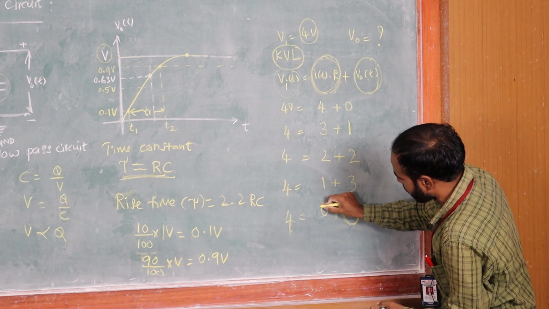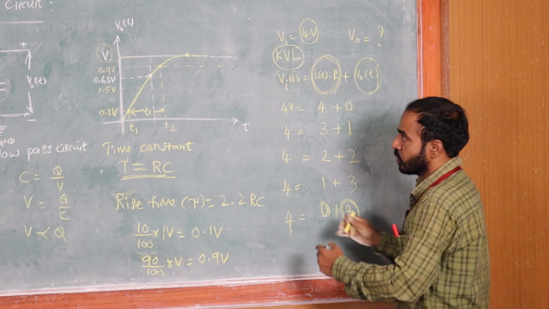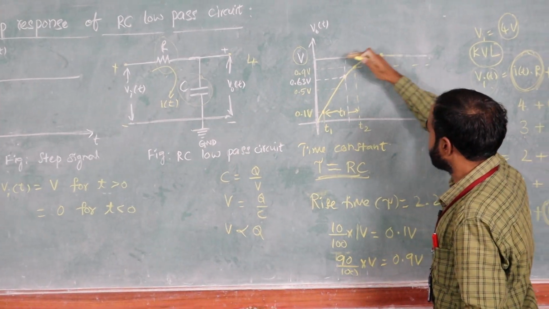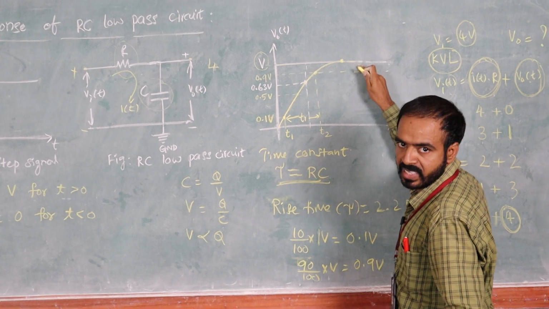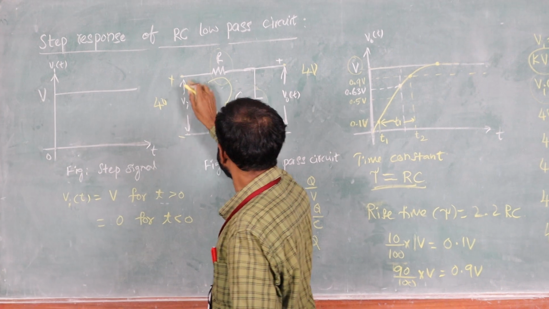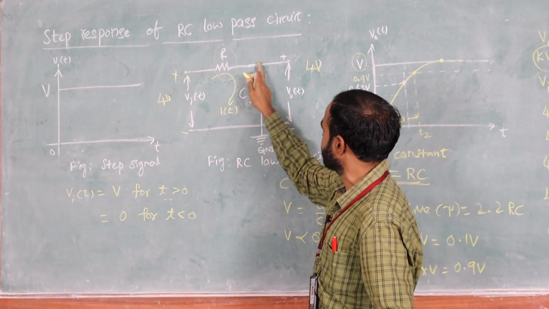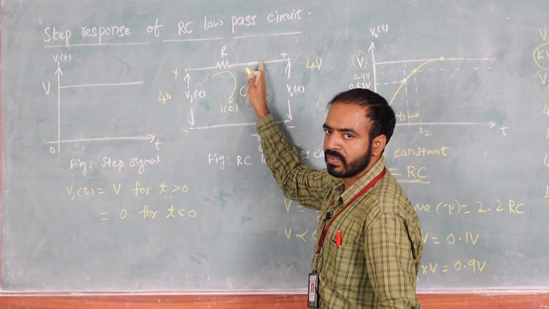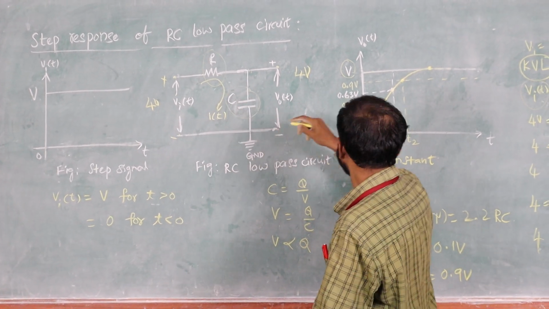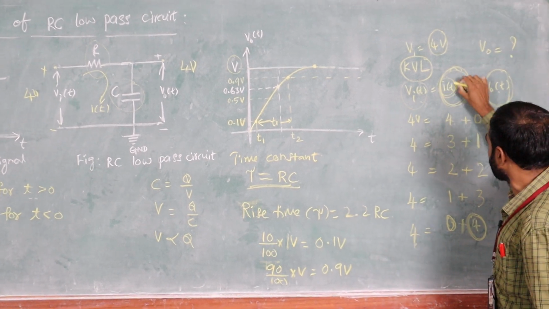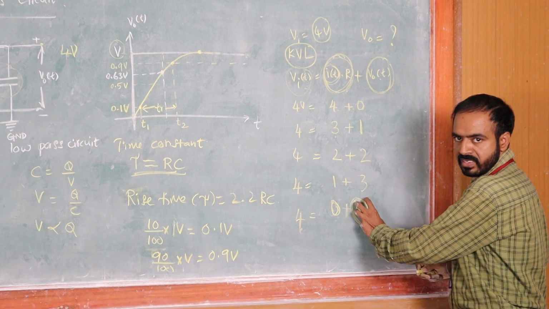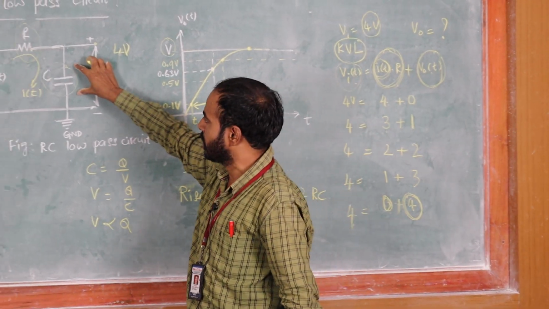Why is the voltage across the resistor 0 here? If you see the potential difference, the input voltage and output voltage are both the same. This one is 4 volts, this one also 4 volts. Observing the potential difference, there is no potential difference, so there is no current in the circuit. Current is 0 means I of t into R is 0.